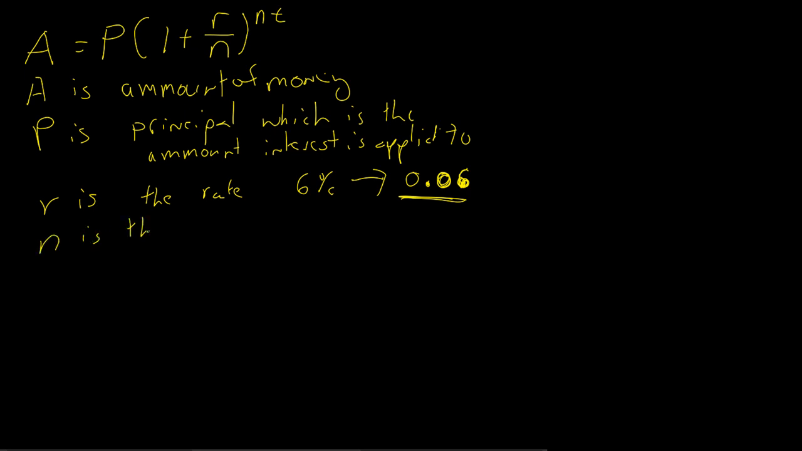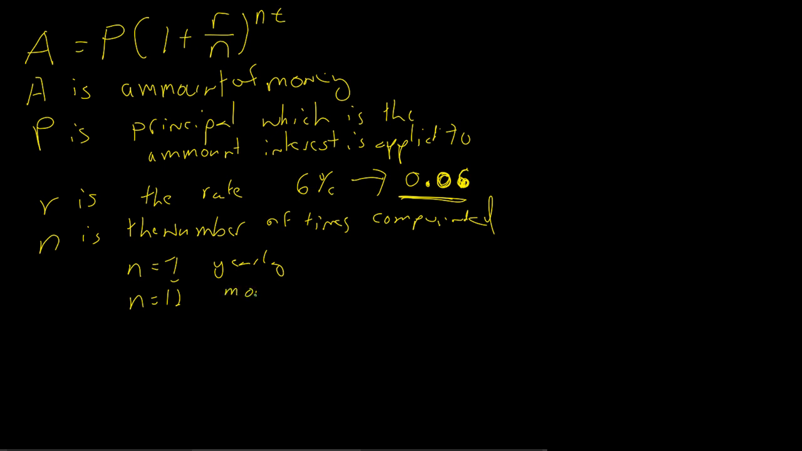But we'll write the percentage as a decimal. N is the number of times it's compounded. So if they take the interest on your money and put it in once a year, n equals 1 is yearly. n equals 12 is monthly. 52 is weekly. 365 is daily. And you can keep going, per hour, per second.